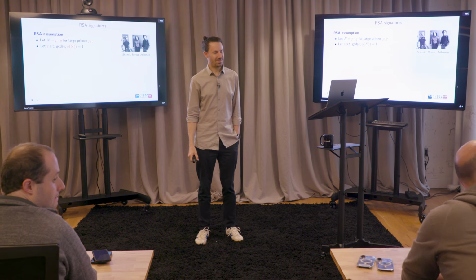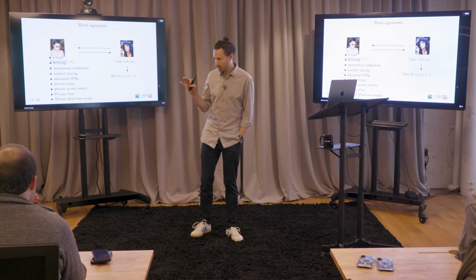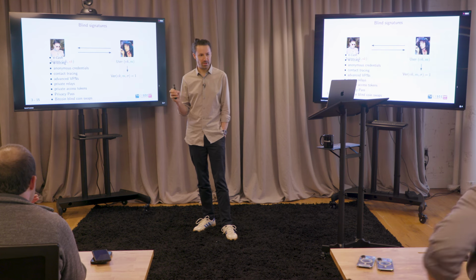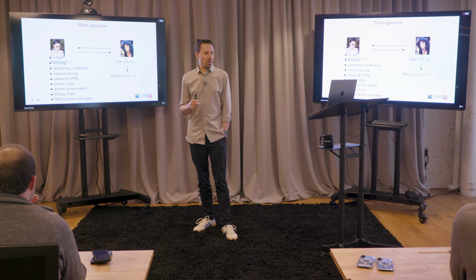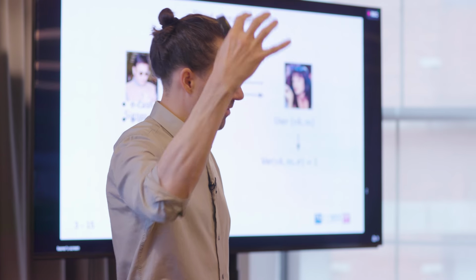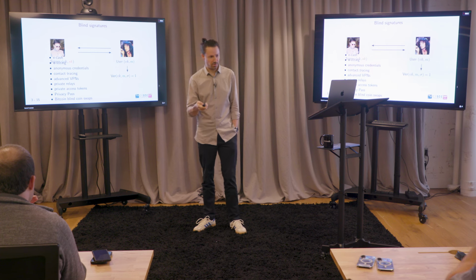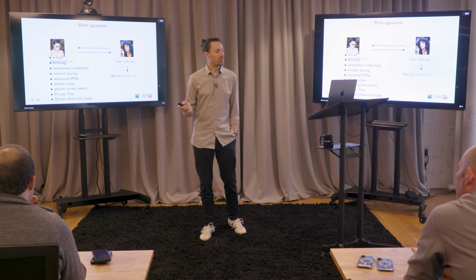Yes? Just a sanity check for me. FHE would just solve blind signatures, right? Okay, good. So the question was whether fully homomorphic encryption would solve this problem. Yes, because the user could just encrypt the message, the signer evaluates the signing functionality on the ciphertext, gives it back to the user, who decrypts and has a signature on the message. Yeah, we want something efficient. But that would solve the problem.